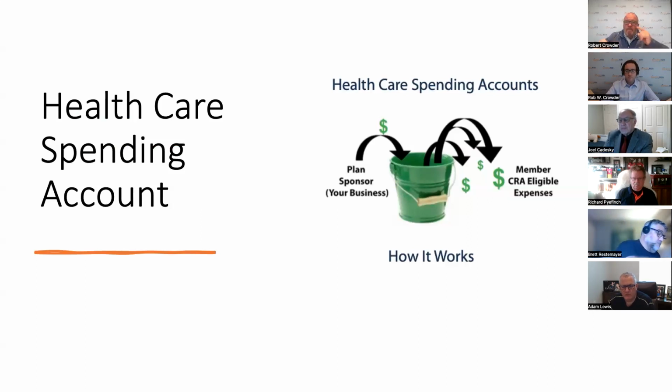And again, one of the best ways to describe healthcare spending accounts is a bucket of money. As that translator comes through, it's easy for employers, the decision makers, to grasp, but number two, it's easy for the employee, the plan member, to grasp as well. The money goes into that healthcare spending account from the plan sponsor, and then the member can withdraw money from that bucket for eligible CRA expenses. It's as simple as that.